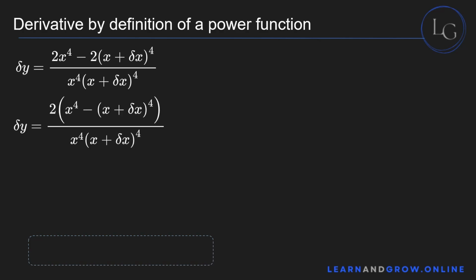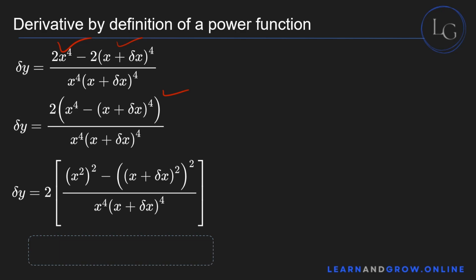And then you'll take 2 common in this term and this term, and so you'll get 2 into x to the power 4 minus bracket open x plus delta x whole bracket close whole to the power 4. So basically this is the entire equation now. So you can take this 2 outside, obviously, and then you can take these two terms in terms of square. So this x to the power 4 becomes x square whole square, and this x plus delta x whole to the power 4 becomes x plus delta x whole square.